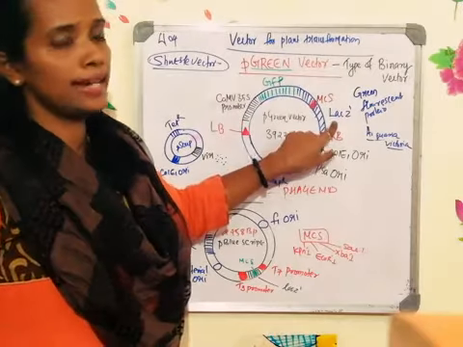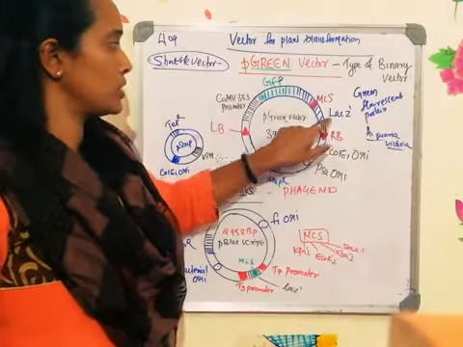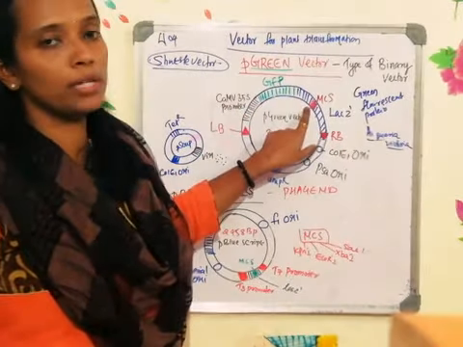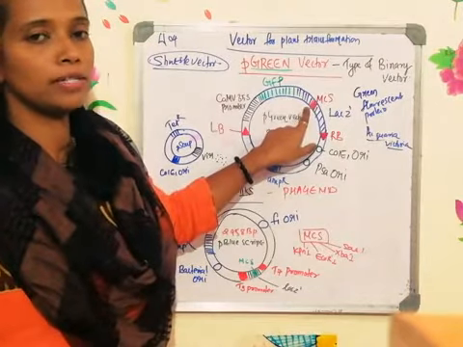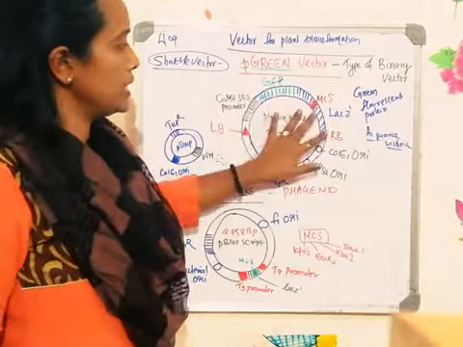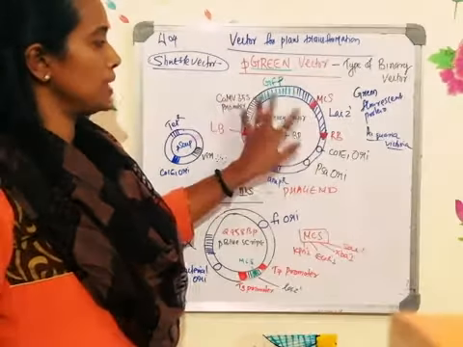It has a selectable marker gene called the LacZ gene. So next to GFP, it has a LacZ gene with a multiple cloning site. What do you mean by multiple cloning site? That is a DNA sequence with many restriction sites. So these are the sequences which are there in between the left and right border.